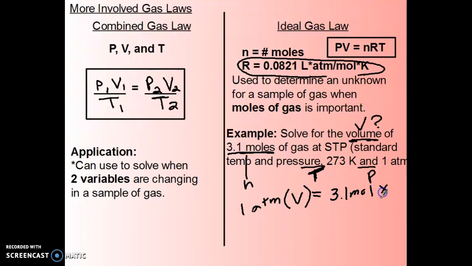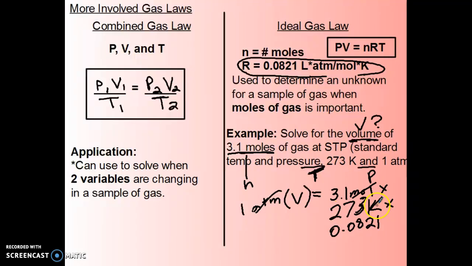times our 273 Kelvin times our R, which is 0.0821. And with all of the units in R, we're basically going to end up canceling out our Kelvin and our moles and our atm, so they become not relevant anymore.